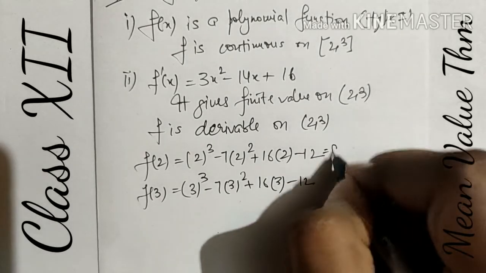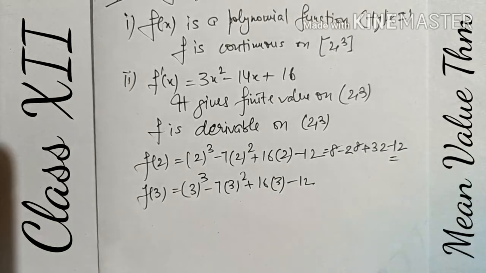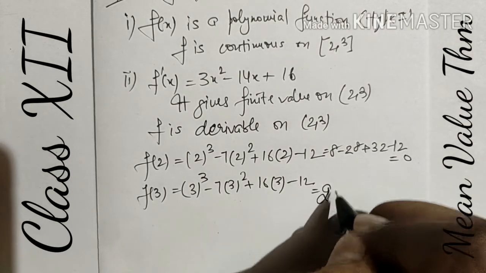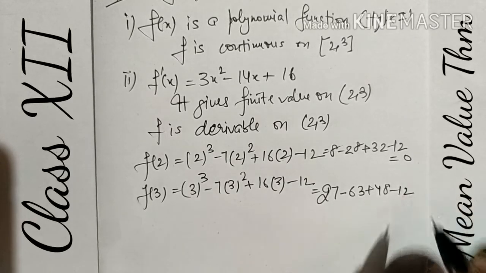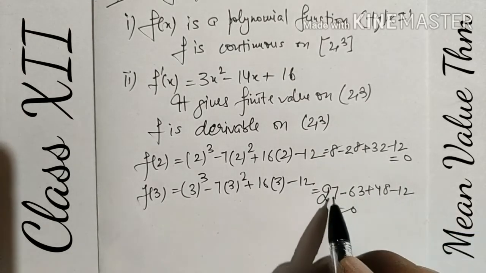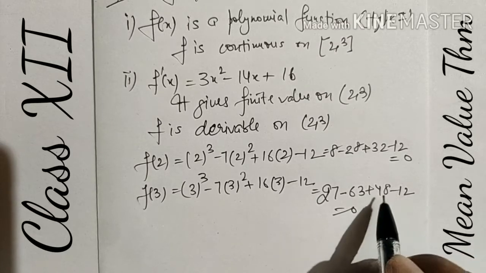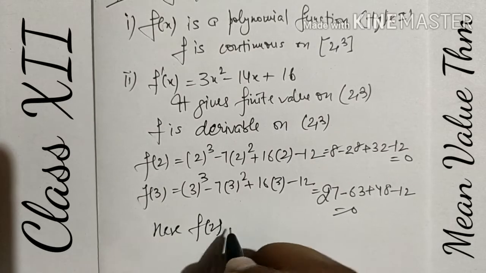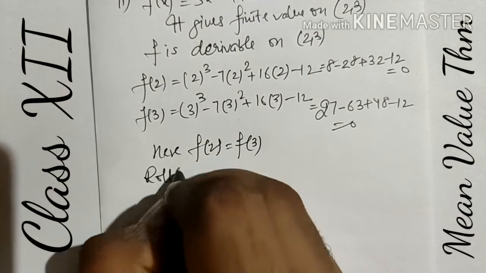We get here 8 minus 28 plus 32 minus 12. It comes out 0. Here we get 27 minus 63 plus 48 minus 12. 27 minus 12 becomes 15, 15 plus 48 is 63, minus 63 is 0. Here f of a and f of b, we can say both are equal. So Rolle's theorem is applicable.